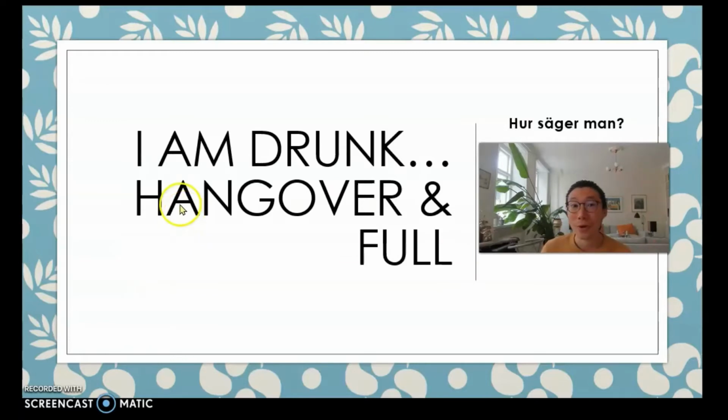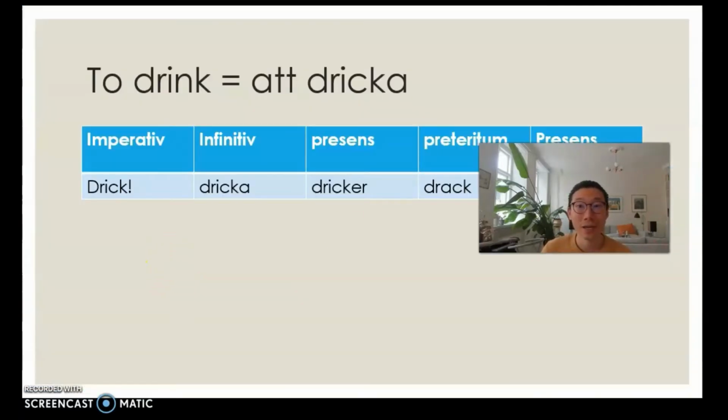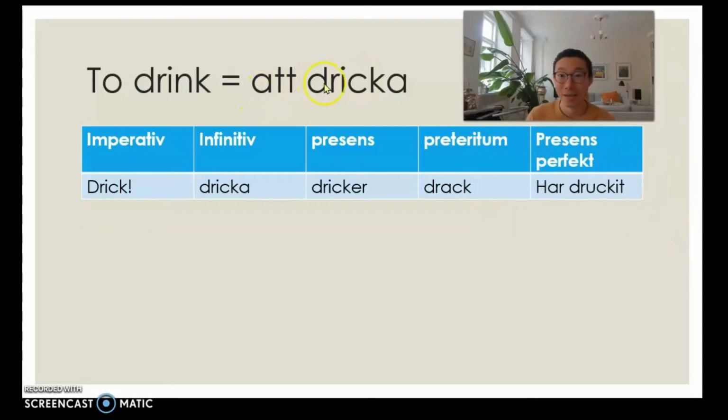Okej, vi kan börja först med ordet att dricka. Let's begin with the verb to drink. In English, drink is also an irregular verb. In Swedish it is also an irregular verb. Så vi har imperativ form, drick, infinitiv form, dricka, att dricka, jag vill dricka, presens, dricker, hon dricker, han dricker till exempel. Preteritum är drack, presens perfekt, har druckit.